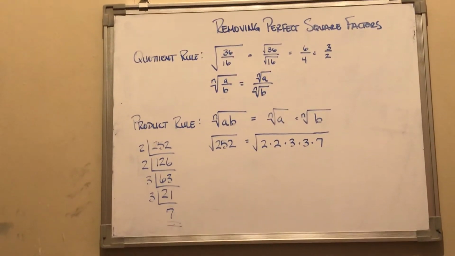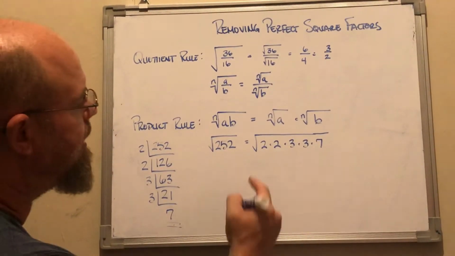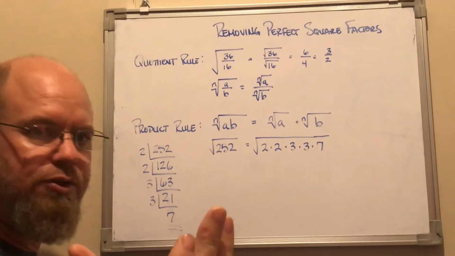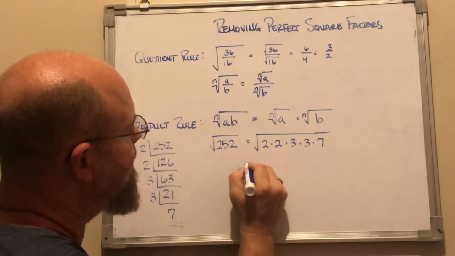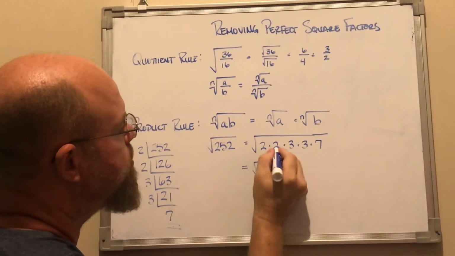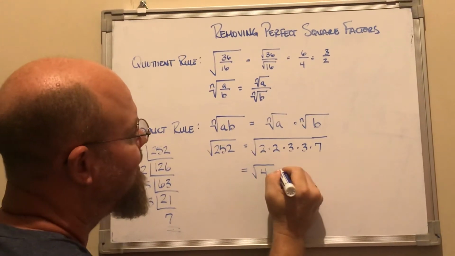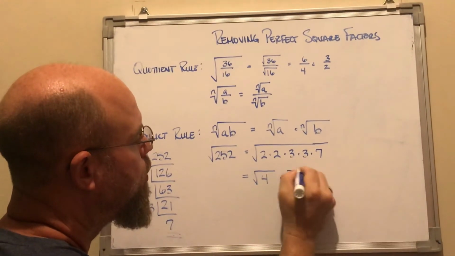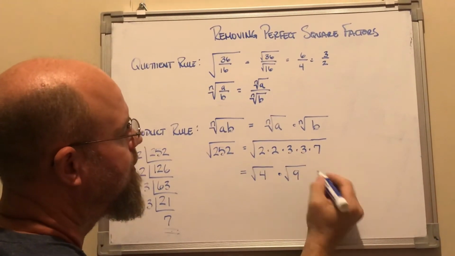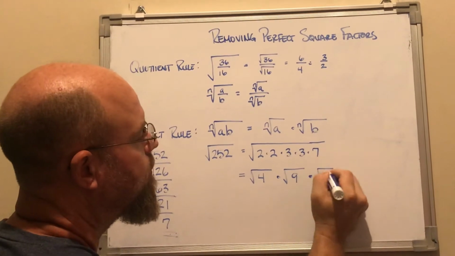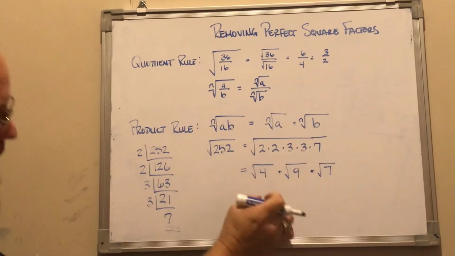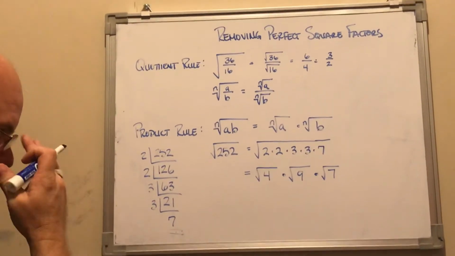Does that make sense? So then what I can do is, if I have 2 times 2, isn't that a square? Sure it is. So I can rewrite that as the square root of, what is 2 times 2? 4 times the square root of 3 times 3? That's 9 times the square root of 7, right? By using my product rule, I can separate those.